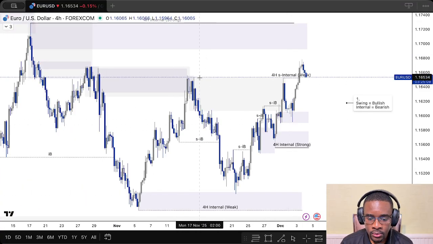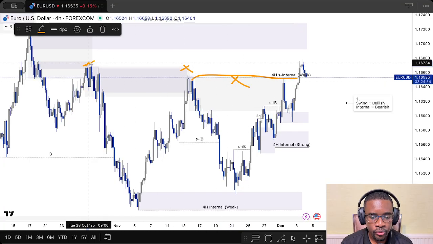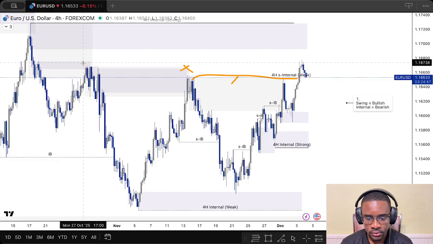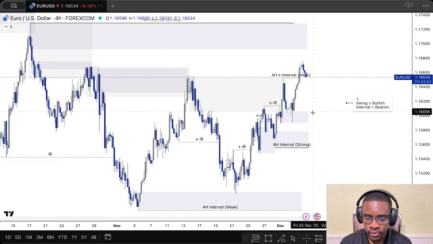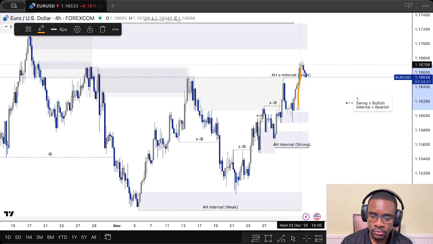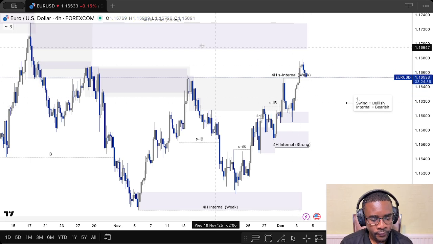So we ran all the liquidity that was available, these equal highs, and in this case we've also eliminated these three areas of supply on the 4-hour as well. Price was really aggressive. As you can see, we had a strong bullish run, a strong push, no pullback.